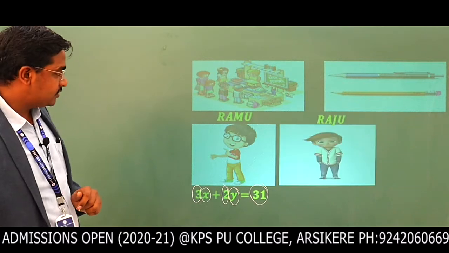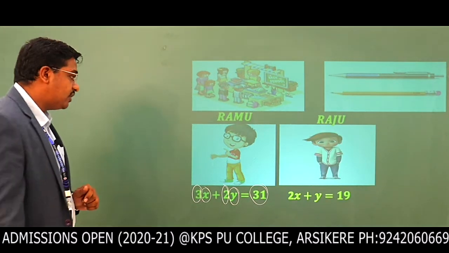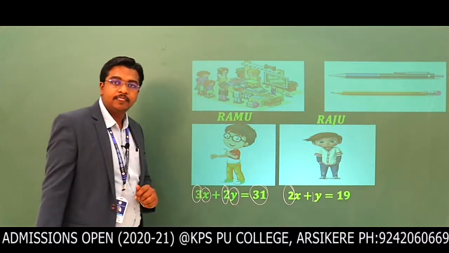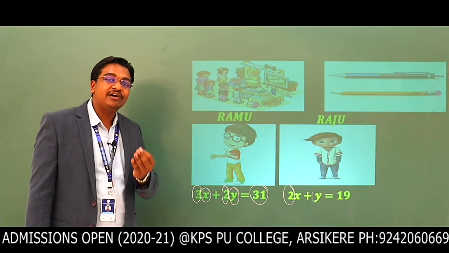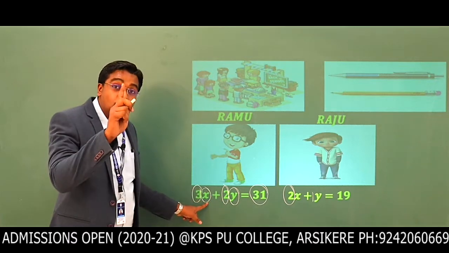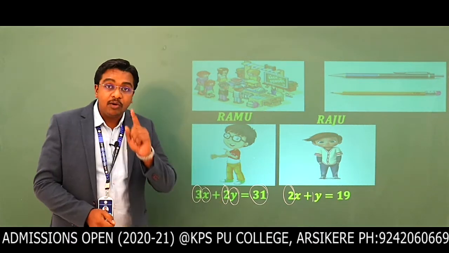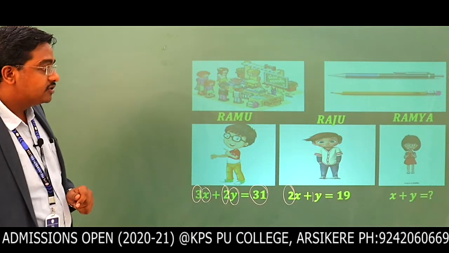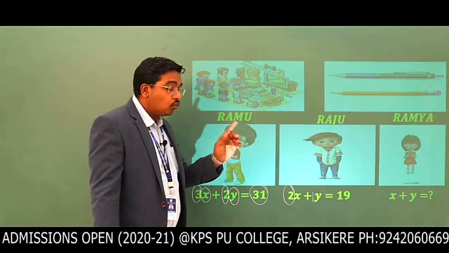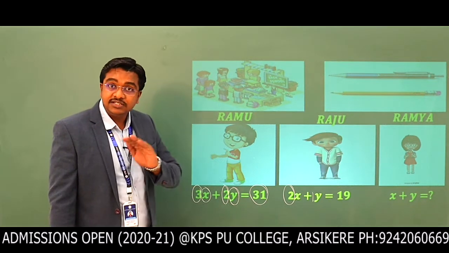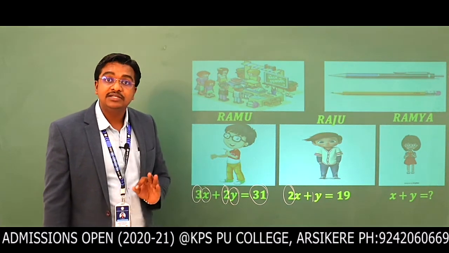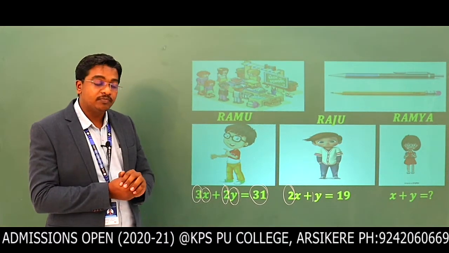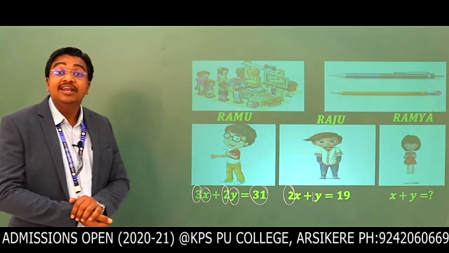Similarly, a second person goes, that is Raju. He would like to buy 2 pens and 1 pencil. Here also x represents the cost of 1 pen and y represents the cost of 1 pencil. Similarly, Ramya goes. She would like to buy 1 pen and 1 pencil. She doesn't know the cost of 1 pencil and 1 pen. So x plus y becomes the total amount. So in all the cases we use the linear equation.